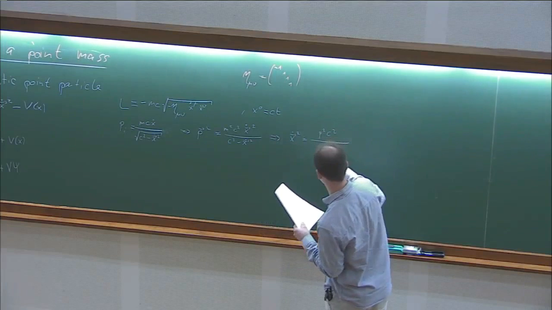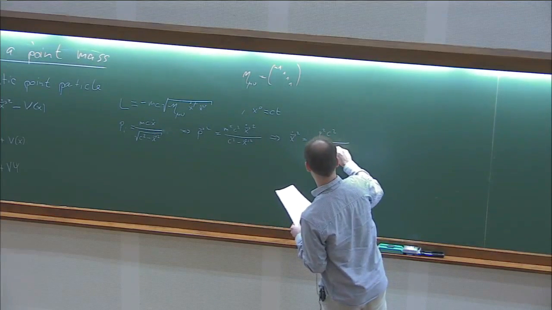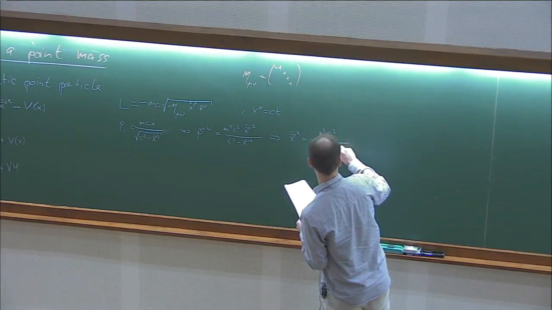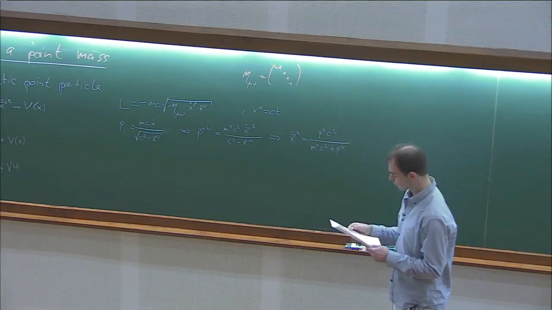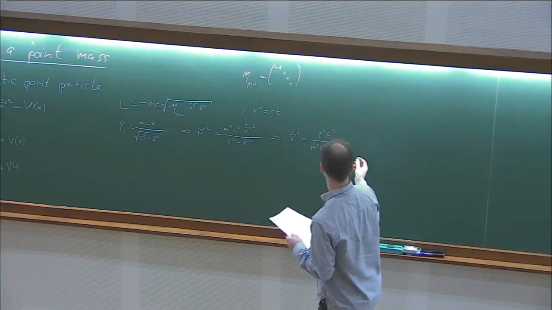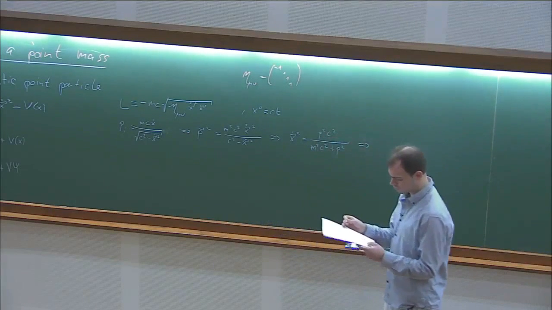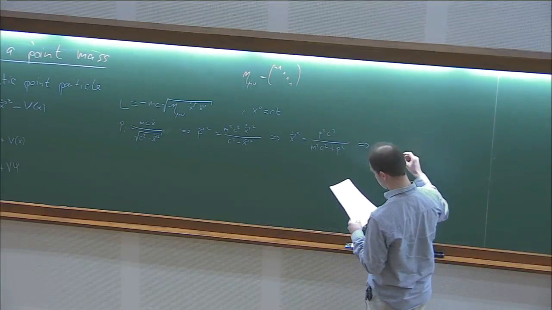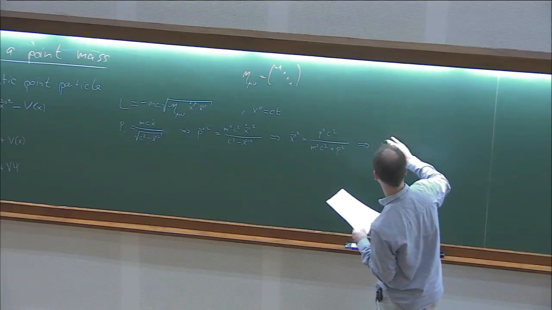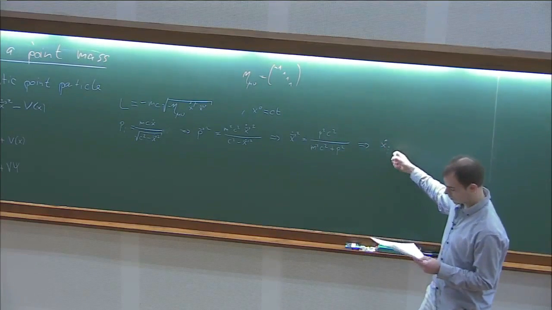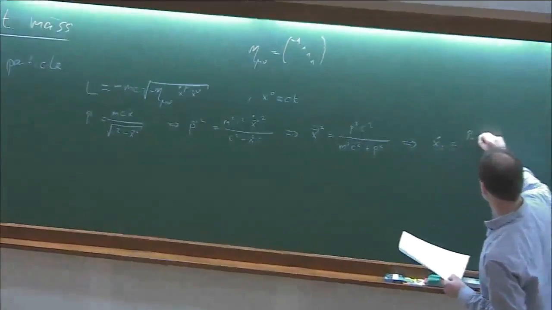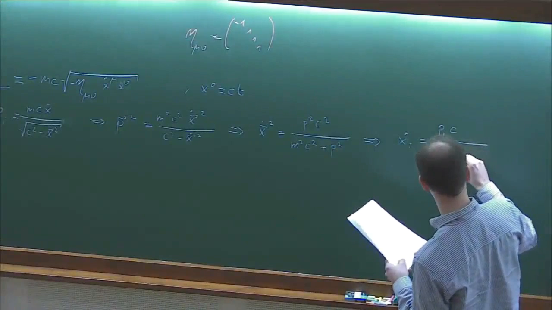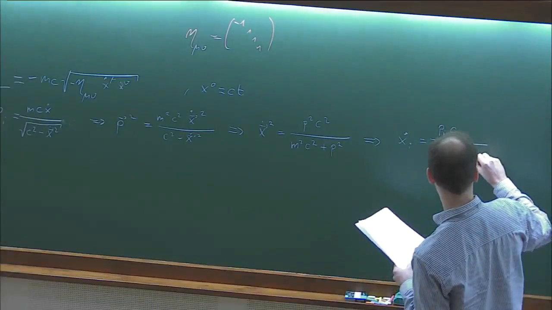Squared c squared divided by m squared c squared exactly plus p squared. So this way we can get our coordinates in terms of the momenta. So we have the velocities. So we have x_i dot equals p_i c divided by square root of m squared c squared plus p squared.